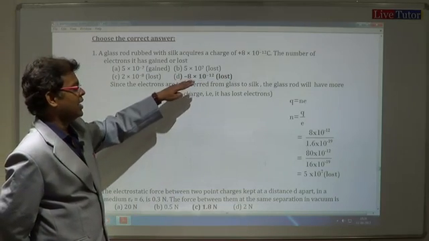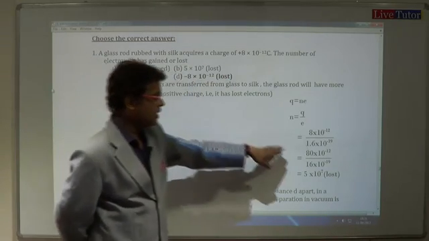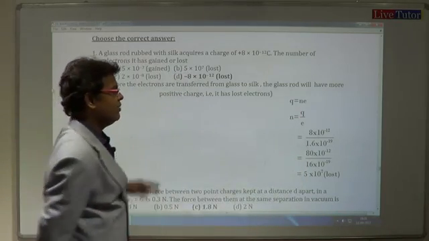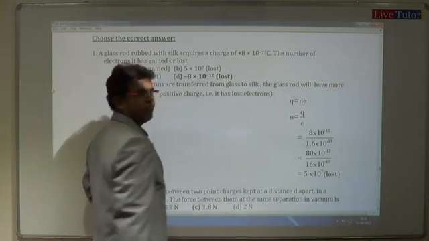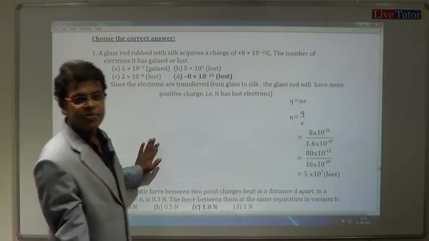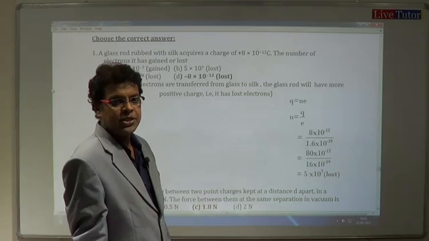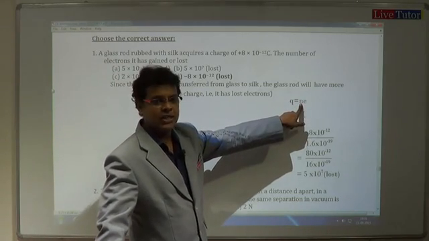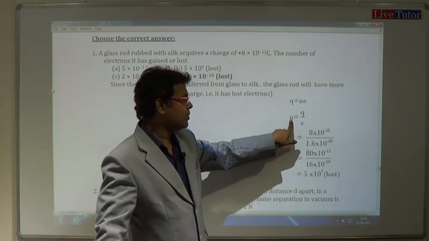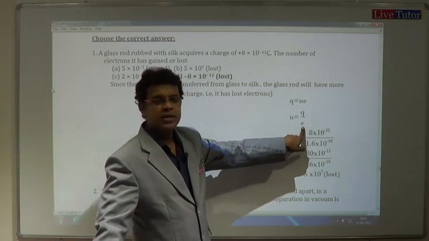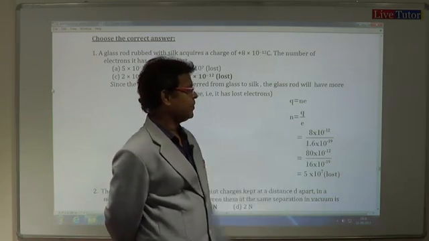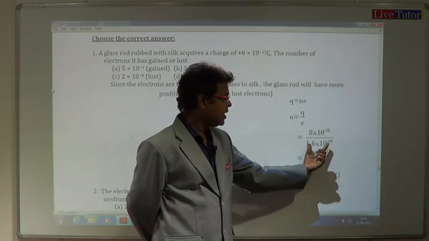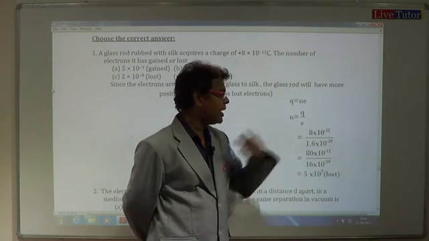If you want to see it using a formula, we can calculate it. We know the formula q is equal to ne, isn't it? We have studied quantization of charge, the basic properties of electric charge. In q is equal to ne, this n is nothing but the number of charges. How do we calculate the number of electrons? It is total charge divided by the charge of one electron, so q by e. We put the value given, divided by the charge. What is the value of e? It is 1.6 into 10 power minus 19.